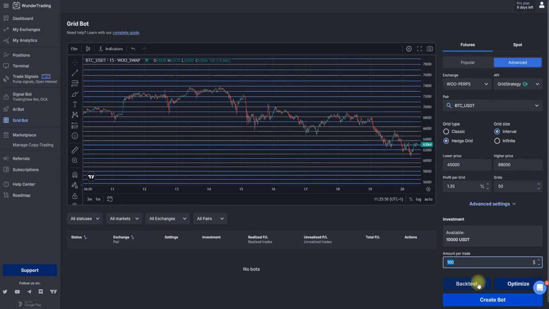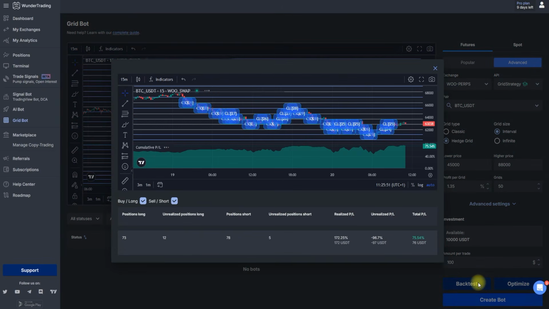One of the very cool things about Wundertrading is that I can now backtest how my bot would have performed in the last 15 days of trading, and you can see that my bot would have earned 76 US dollars for me. Now, why only 15 days of backtesting? Would it not make more sense to backtest the strategy on as much data as possible?